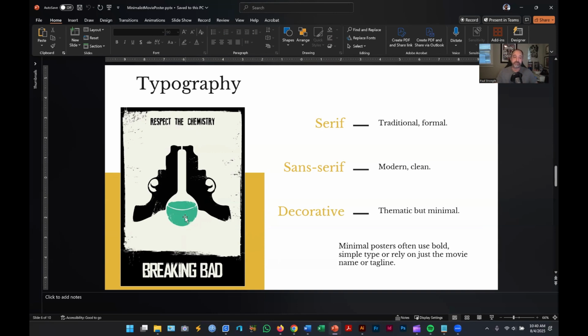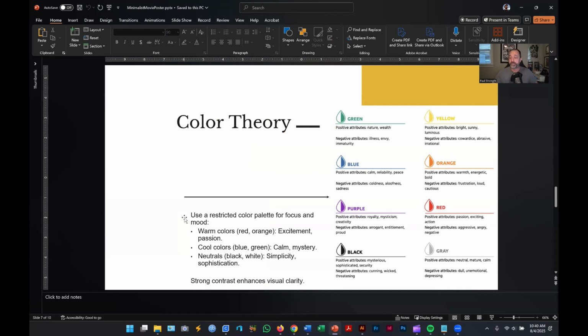Then we have our imagery. Color theory. Color is a huge factor for everything you do in design. I highly recommend that you go online and look up colors and find out the color theory about things. I did put some basics here for you, just so you can look at this if you want, but it's a good idea to go and search up what colors mean what in reference to whatever you're doing.